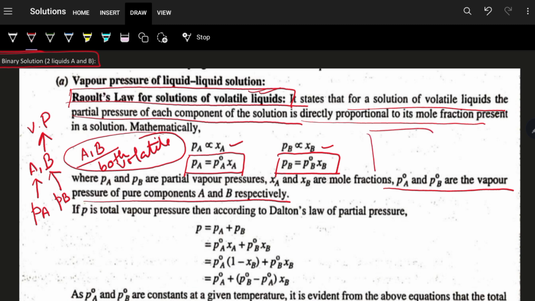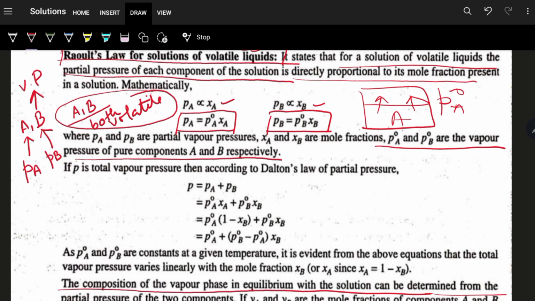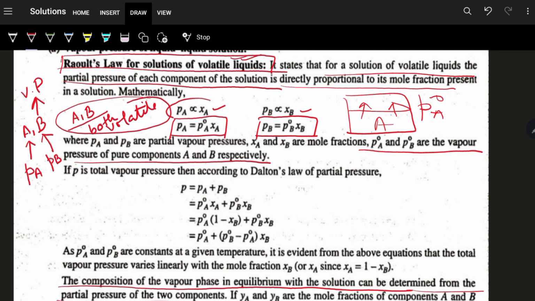That means if I have only component A, then what pressure will that component A exert? It will exert PA naught. If I have only component B, it will exert PB naught. And if I have A plus B, then the partial pressure of A will be PA, the partial pressure of B will be PB, and as much of volatile component A I have, that much partial pressure is exerted. So PA is proportional to XA, PB is proportional to XB. And these are the individual expressions for PA and PB as per Raoult's law.